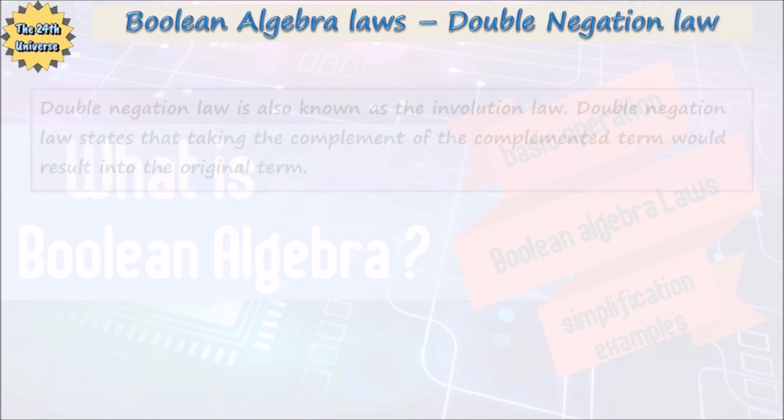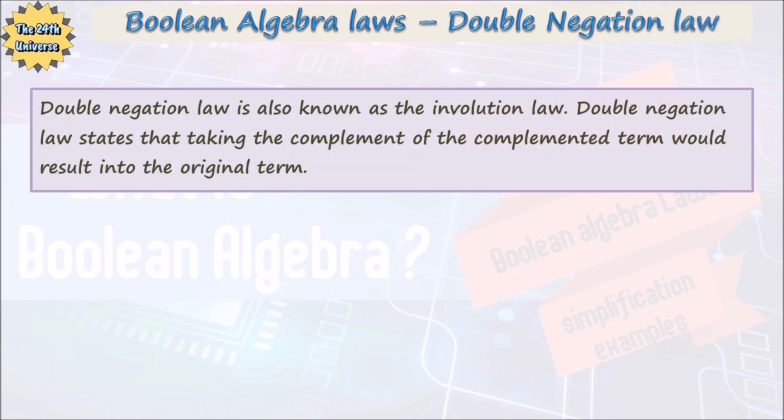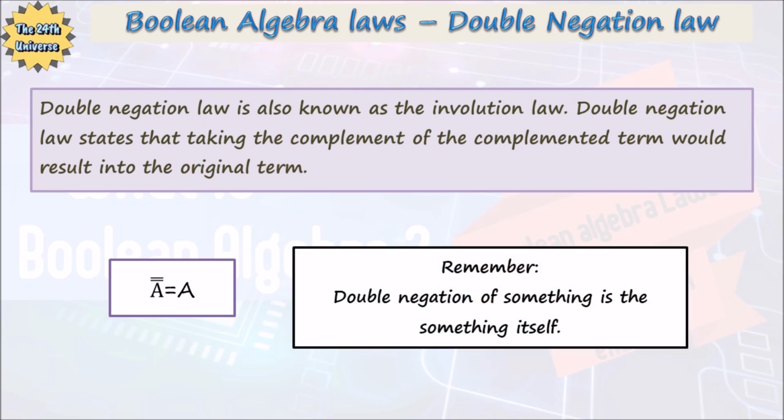Double negation law. Double negation law is also known as the involution law. Double negation law states that taking the complement of the complemented term would result in the original term. That is, A bar the whole bar is equal to A, or A double bar is equal to A. Here, if A is equal to 0, A bar is equal to 1 and A double bar is equal to 0. That is the original term itself. Remember, double negation of something is the something itself.